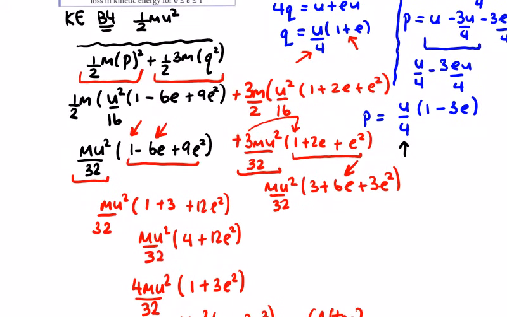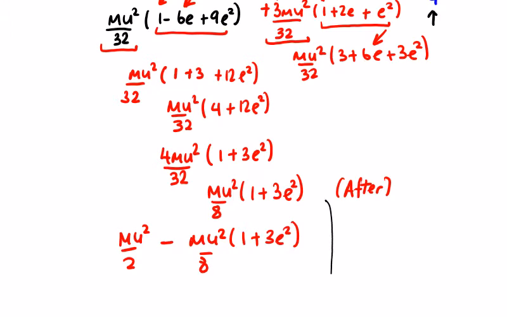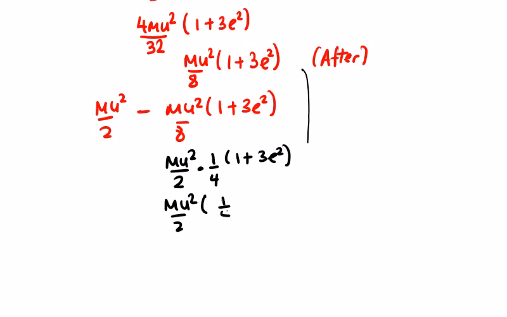Before, we had a half mu squared, so it's going to be mu squared over 2 minus mu squared over 8 times 1 plus 3e squared. That's going to be the loss. Let's have a look here. Factor out mu squared over 2, maybe. I'd have to multiply that by 1 over 4 to get mu squared over 8 by 1 plus 3e squared. So that's going to be mu squared over 2 times 1 over 4 plus 3e squared over 4.